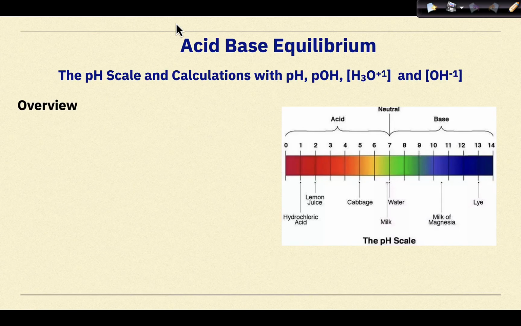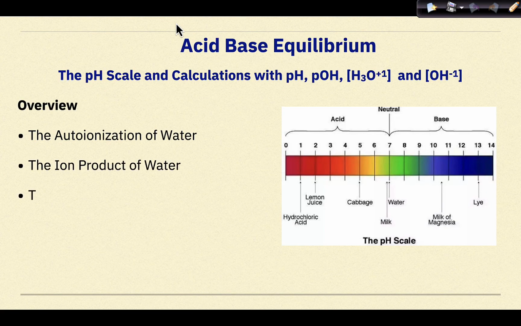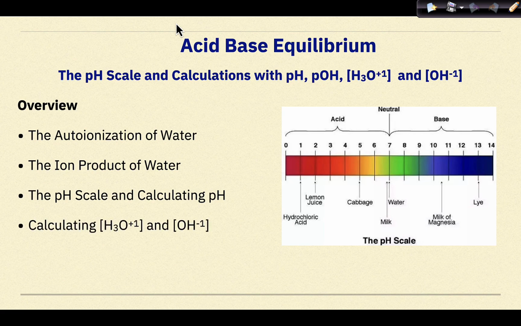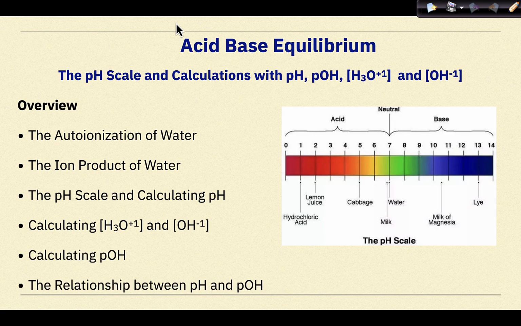Acid-base equilibrium, the pH scale, and calculations with pH, pOH, hydronium, and hydroxide. In this tutorial, we will be going over the autoionization of water, the ion product of water, the pH scale, and calculating pH, calculating the concentrations of hydronium and hydroxide, calculating pOH, and finally, the relationship between pH and pOH.